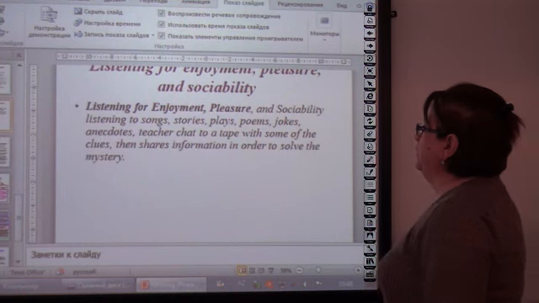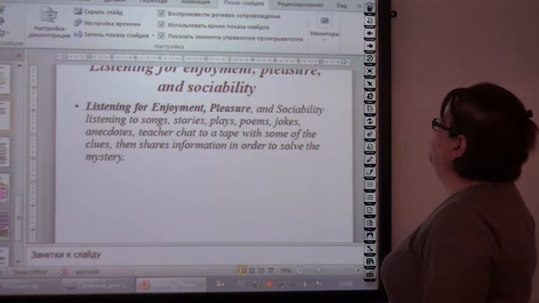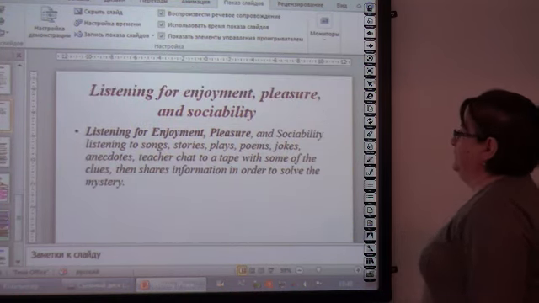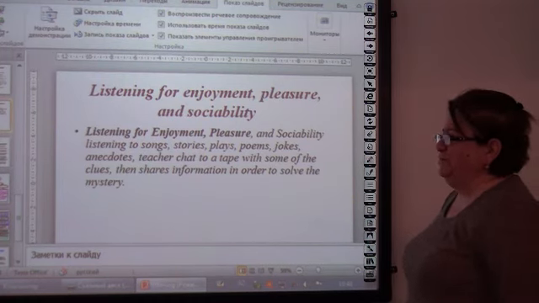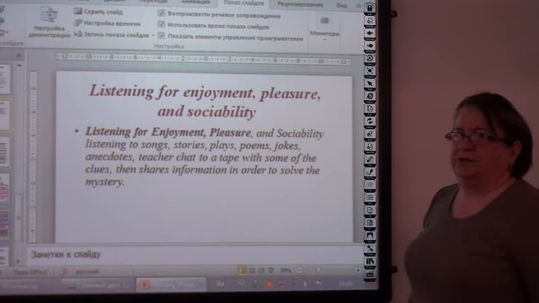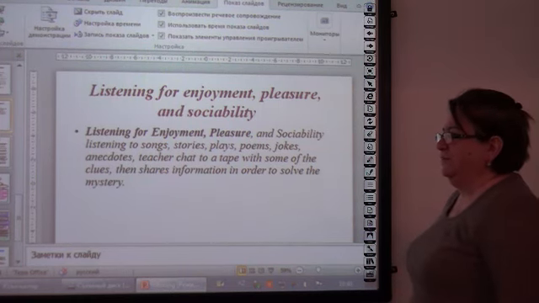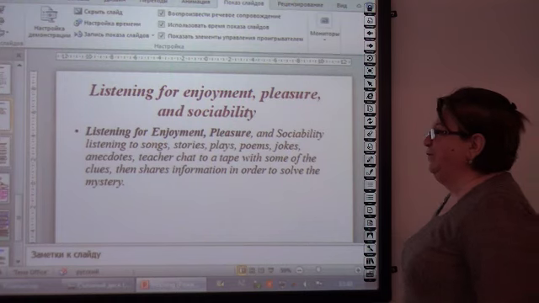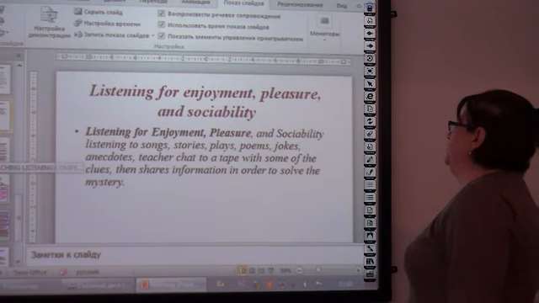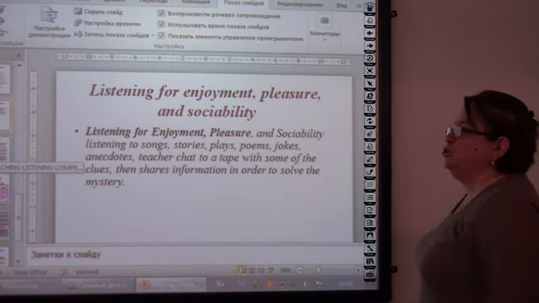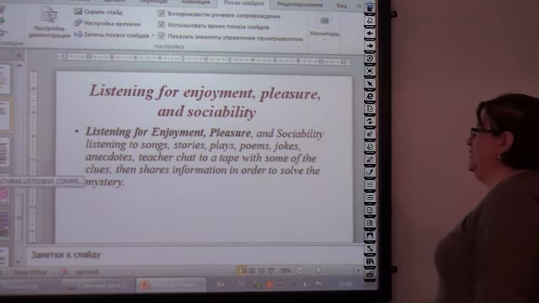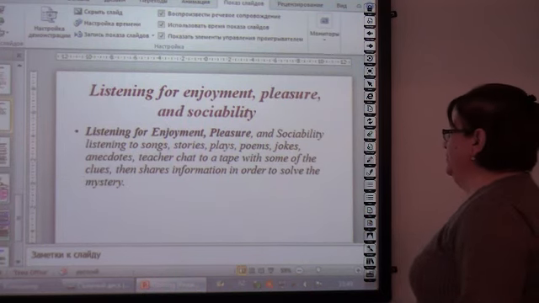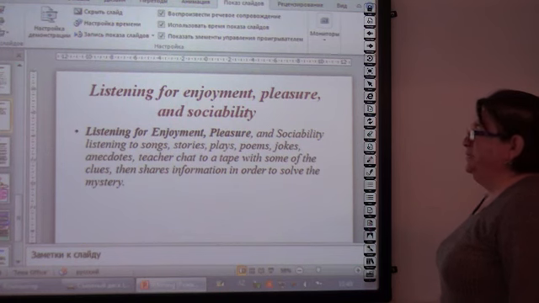Okay? Then listening for enjoyment, pleasure, and sociability. This is the main interest of students. The students always listen to music or any kind of text for enjoyment. Listen for enjoyment, pleasure, and sociability. Listening to songs, stories, plays, poems, jokes, anecdotes, teacher chat, or a tape with some of the clues, then sharing information in order to solve the mystery.